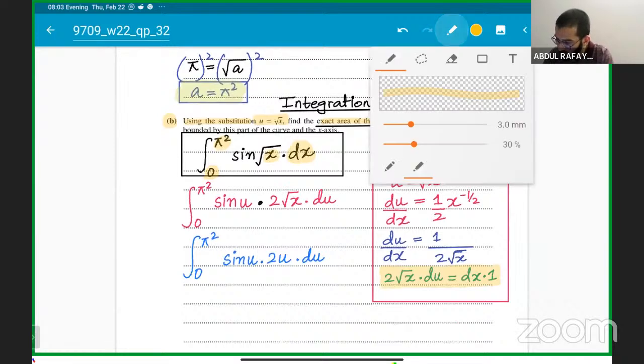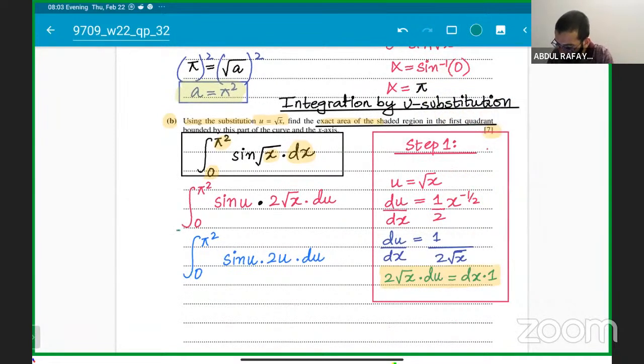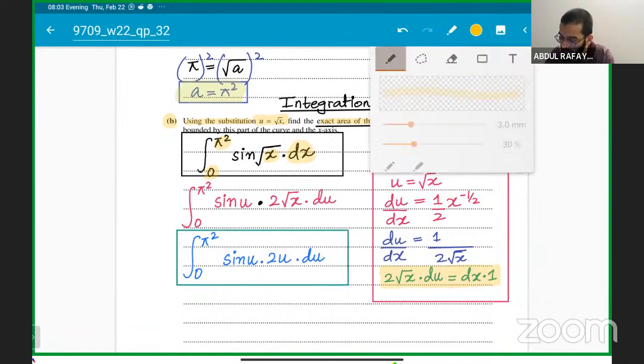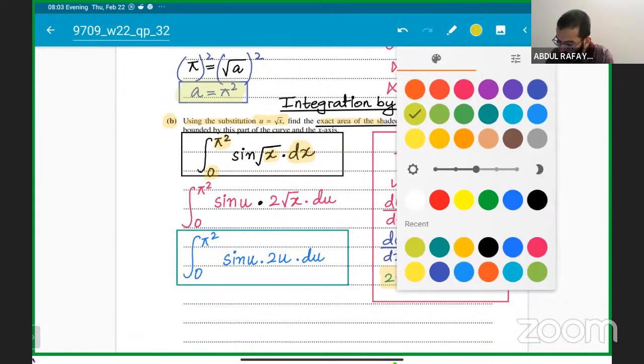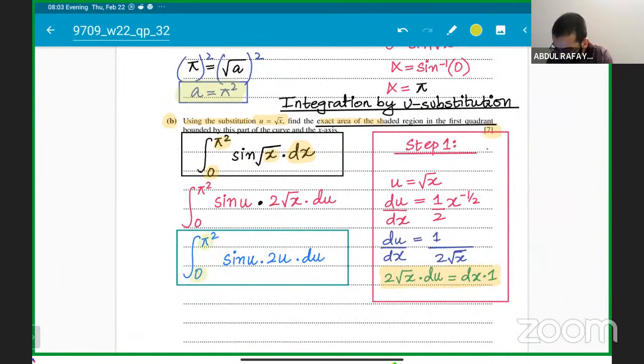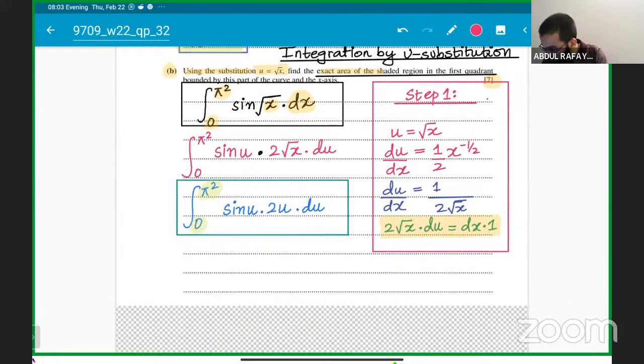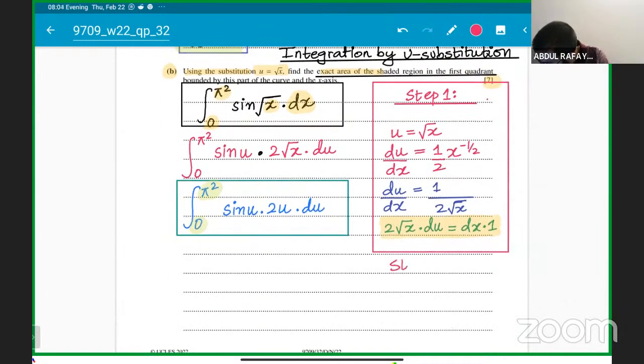Now, because the whole question has changed and we are solving it in terms of u, because it is easy to integrate now, the limits need to be changed. That is one of the important steps you should do to get the marks. So step number 2 is changing of the limits, or you can do it interchangeably with step 1.